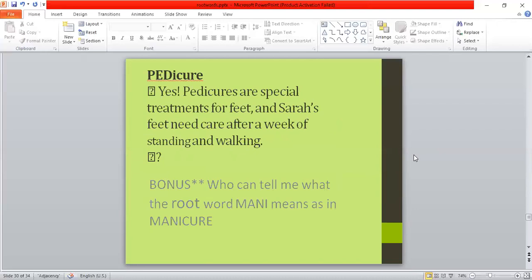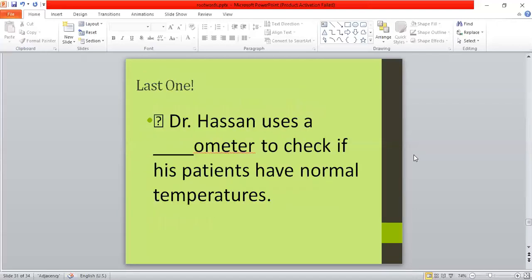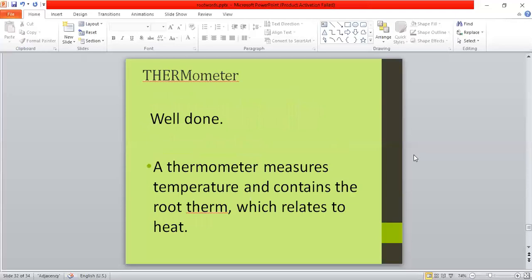Bonus. Who can tell me what the root word mani means, as in manicure? Last one. Dr. Hassan uses a blank-o-meter to check if his patients have normal temperatures. Thermometer. Well done. A thermometer measures temperature and contains the root therm, which relates to heat.